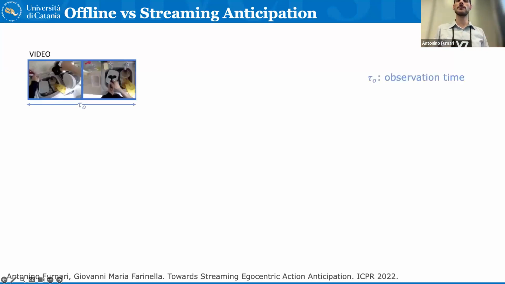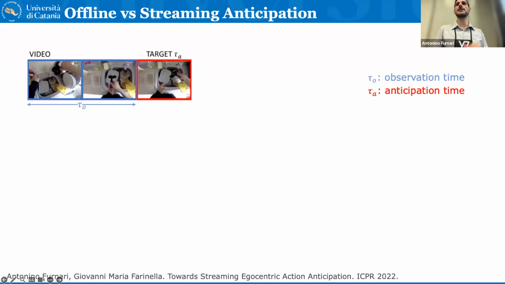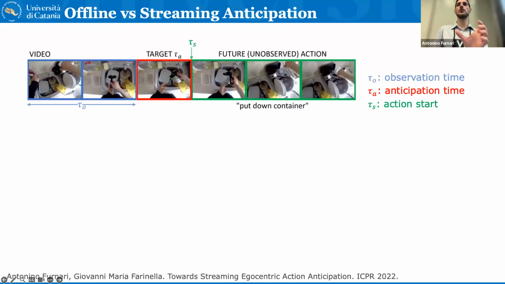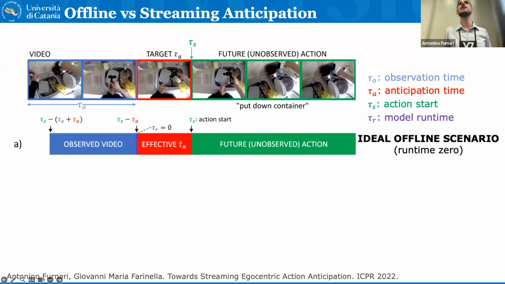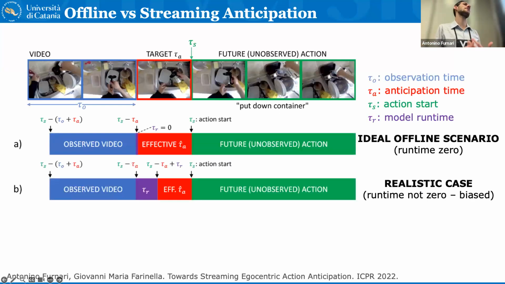So the classic setup of action anticipation and how you evaluate these models is you have a video, then you have an anticipation time, and then you have your future unobserved action. You are just observing the video, and usually you assume that your runtime is negligible, and you make a prediction that will be available 1 second before the beginning of the action. But actually, what's happening is that you have a runtime, and so your prediction in the real world will not be available 1 second before, but 1 second minus your runtime before the beginning of the action. We call this the effective anticipation time, which is actually compressed.